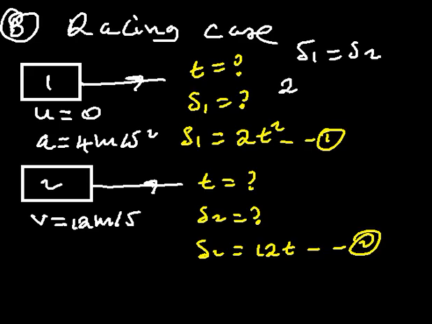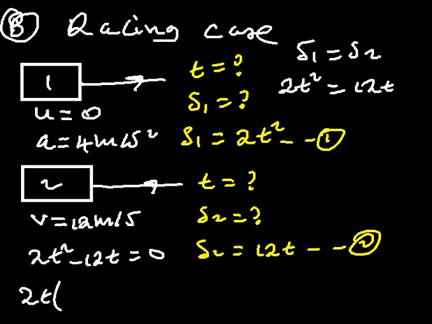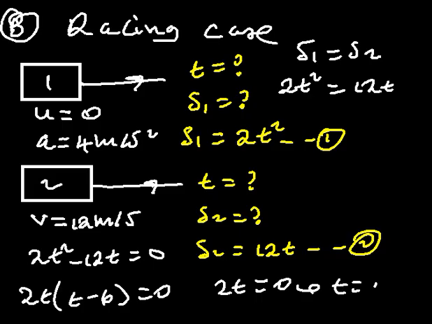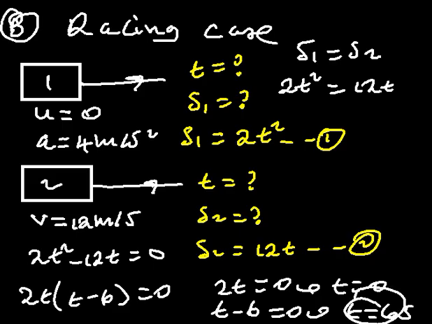So what is S1? We have it as 2t², which is equal to 12t. And from here you'll be able to solve for time. We have 2t² − 12t = 0. What is the common factor? We have it as 2t. You have t − 6, which is equal to 0. Hence we have 2t = 0, where t will be given as 0. But the time can't be 0, so we'll have to ignore that one. And we'll have t − 6 = 0, where t will be given as 6 seconds. So this is the time both objects have to travel before they overtake each other. So that's the principle behind it.